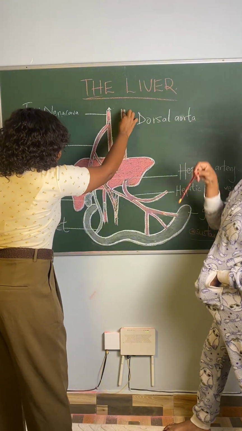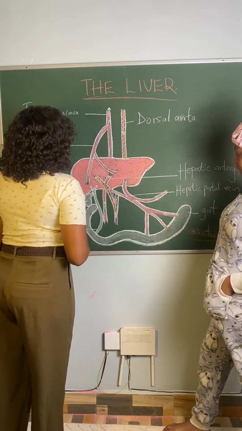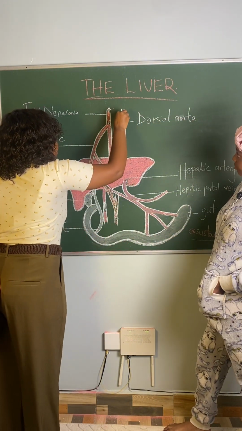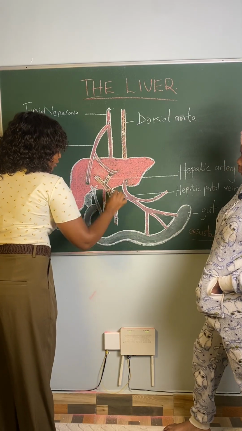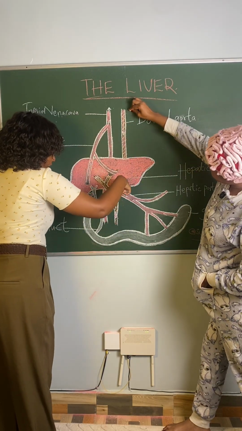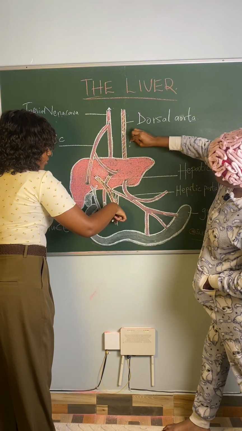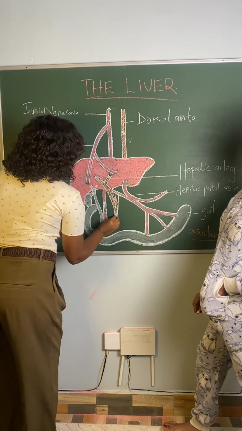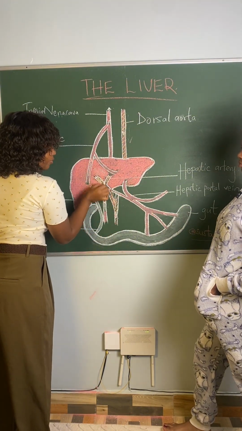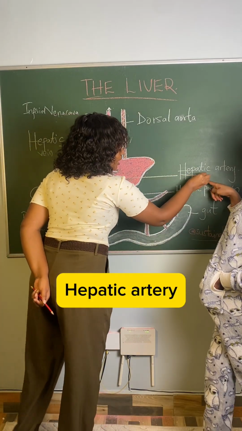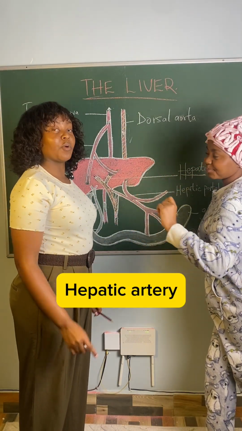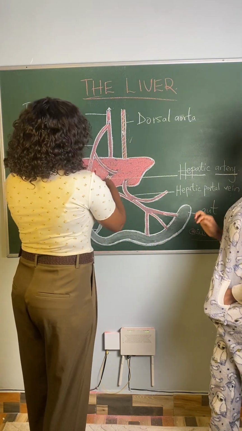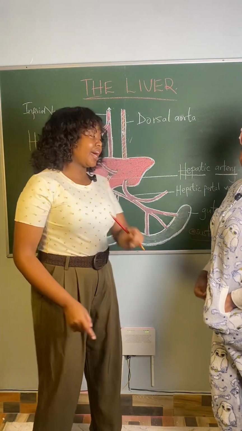So ndio hii, angalia, follow my finger. Angalia tu. Hii inafaa kuwa aligned hapa. So this is the dorsal aorta. Huko ni nyuma. Inakuja inapitia hapa. Inafika hapa. Ikifika hapa inapanda. Now this becomes another type of artery. It is called the hepatic artery. One of the inlets. Yenye inaleta oxygenated blood to the liver.